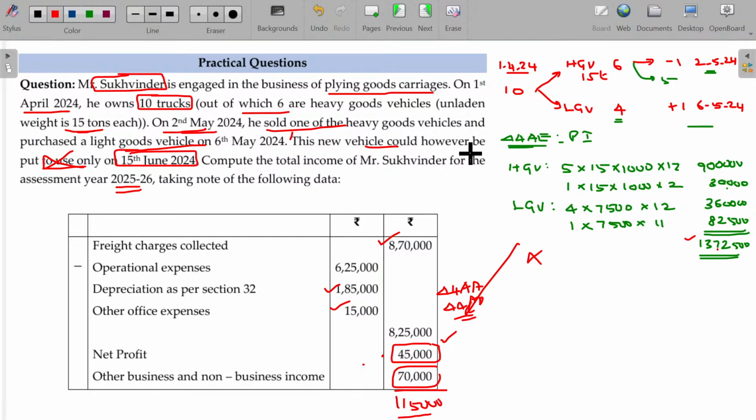1,15,000. If you follow 44AE, AE business and other business income, 70,000 should be added. So you have to pay the tax on 14,42,500. Now it is your decision to go for either this one or this one. Do you want to follow 44AE, or do you want to maintain the books of accounts and get it audited to show lesser income and pay the lesser tax? It's up to your choice.